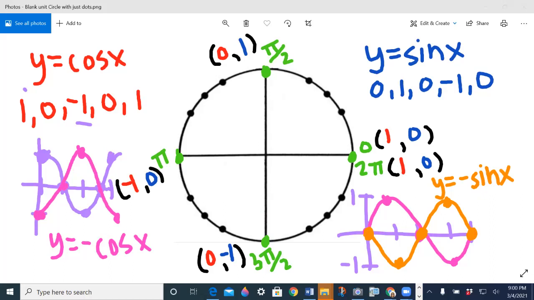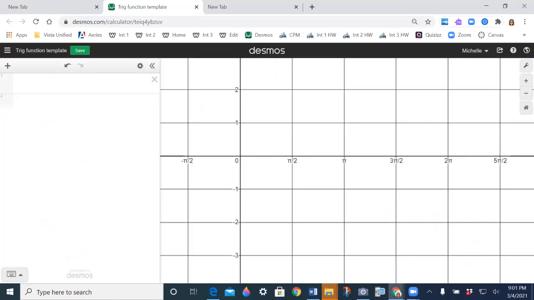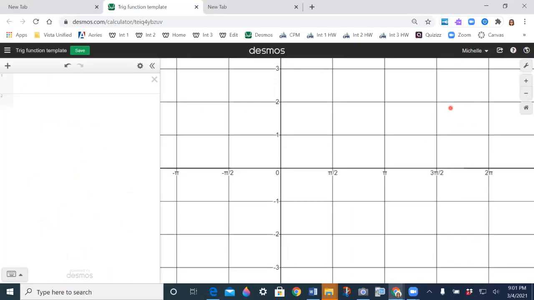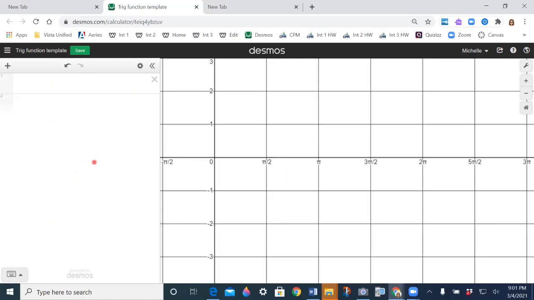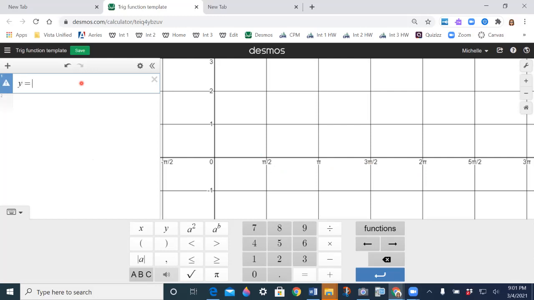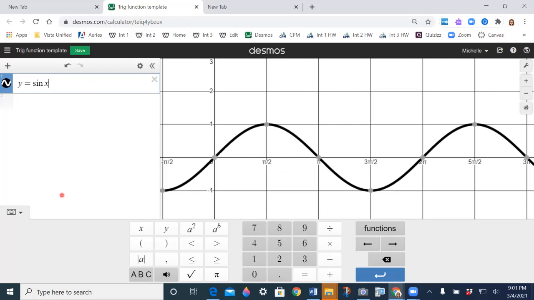Something else I want to make sure we understand, and I'm going to show us a sine graph and a cosine graph on an actual graph, is the following. I am using Desmos. Okay, I've adjusted the x-axis so it's in radians. You'll notice that I've got pi halves, pi, 3π halves, 2π. So if I put in y equals, let's say, sine of x. Okay, so here's sine of x.